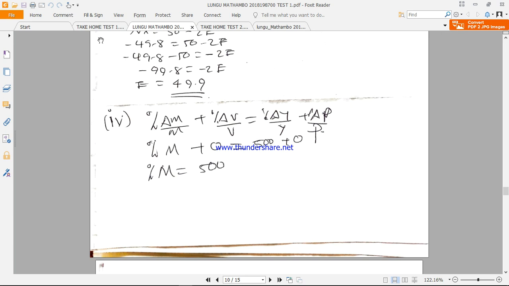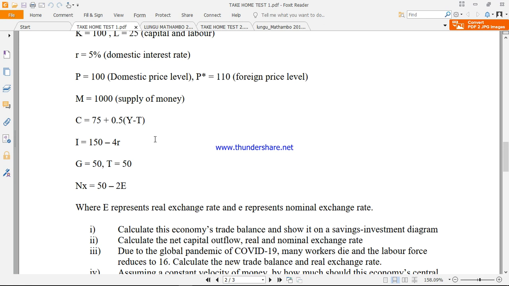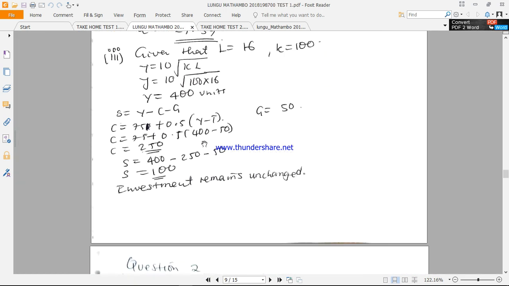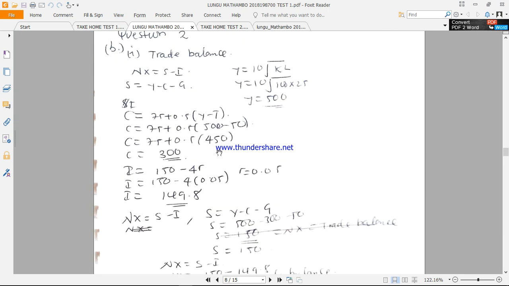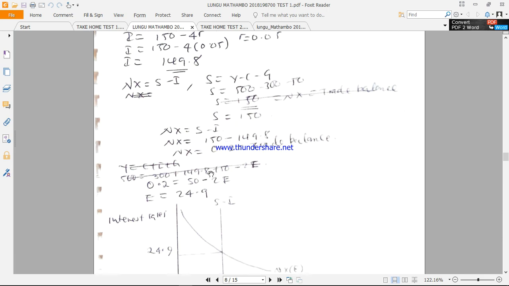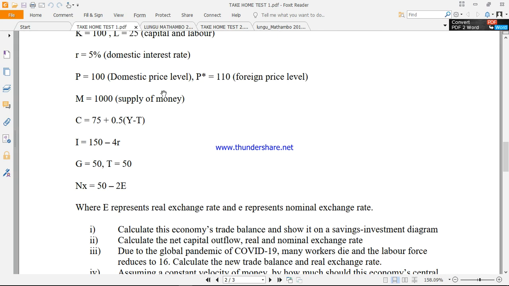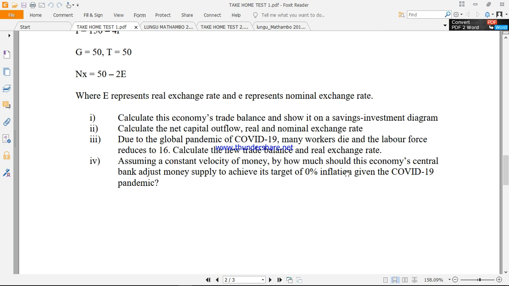But before I conclude, let me just check something. Initially the money supply was 1,000, and we said what was the rate of inflation? Let me just check. Just a minute, guys, before we go. We didn't find inflation here. Oh, it's another question. Okay, so since initially the money supply was this, we are making an assumption that initially our inflation rate had a positive value. But what they want is to maintain it at 0%.